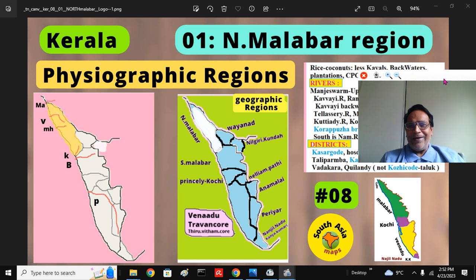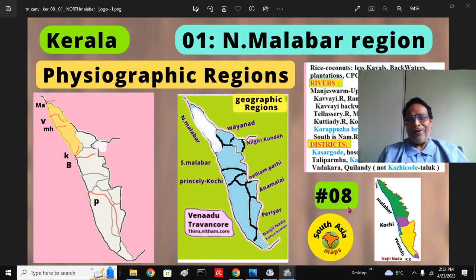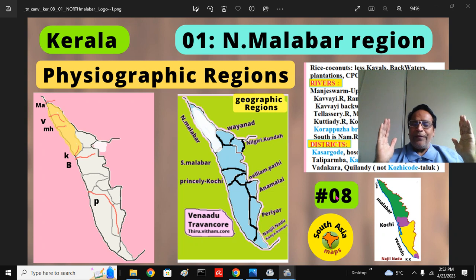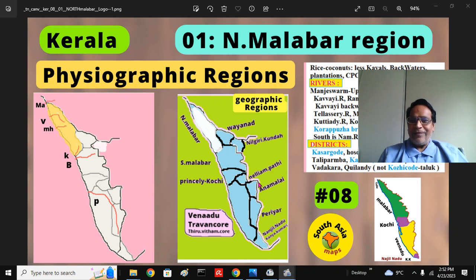Dr. JD. We are continuing our fascinating series on God's own country in the universe, the Kerala series, part 8. In the previous presentation, we looked at the 10 physiographic regions of Kerala. These are the 10 physiographic regions of Kerala: the two Malabars, the princely state of Kochi, Wayanad, Travancore, Nilgiris, Nelliyampathy, Annamalai, Periyar region, Plateau and Nanjil. These are the 10. Here we are looking at the first part, that is the North Malabar region.